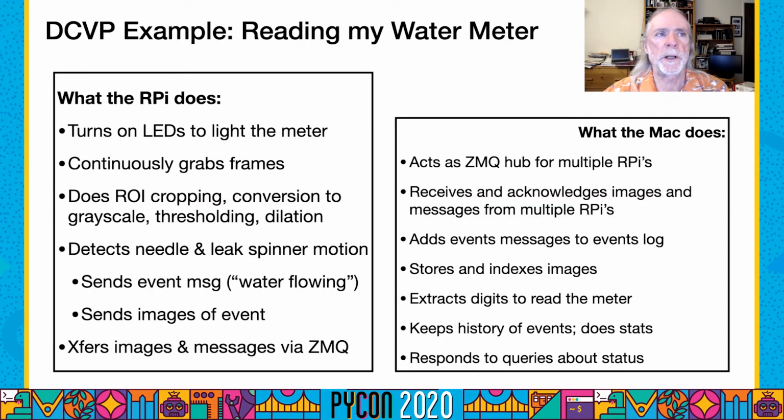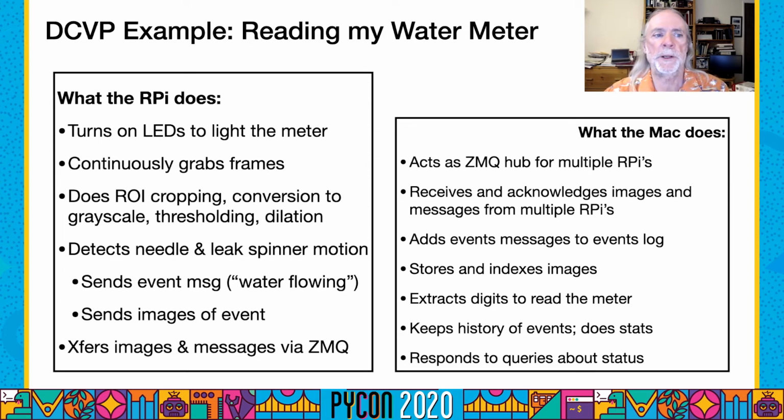So let's use another distributed computer vision pipeline example. This is one I've used to teach a lot of folks how to get started in this field. It's reading my water meter. So what does the Raspberry Pi do? Well, it turns on the lights to light the meter. The meter's in the ground in a meter case. It continuously grabs frames, 16 frames a second, just watching the meter.